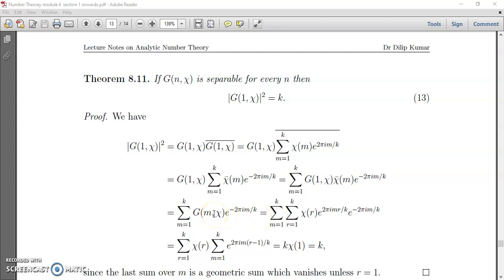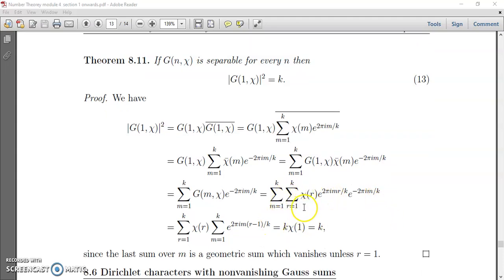Now again we apply the definition of g of m, chi, that is, the sum over r from 1 to k of chi of r times e raised to 2 pi i m r by k, times e raised to minus 2 pi i m by k. Here we switch the summations. We take the summation over r from 1 to k outside, and chi of r also outside. The remaining terms we take together: the sum over m from 1 to k of e raised to 2 pi i m, with r minus 1 over k.